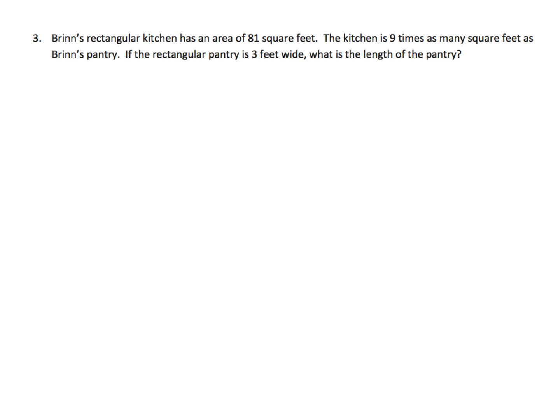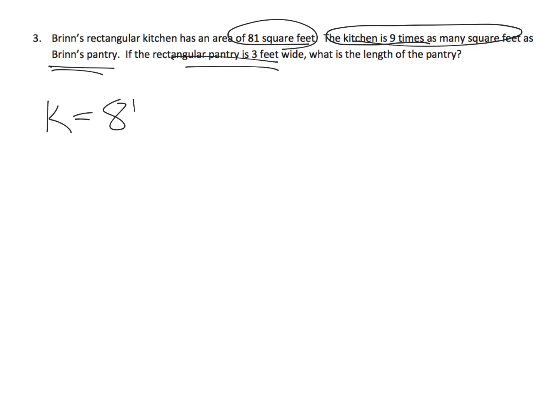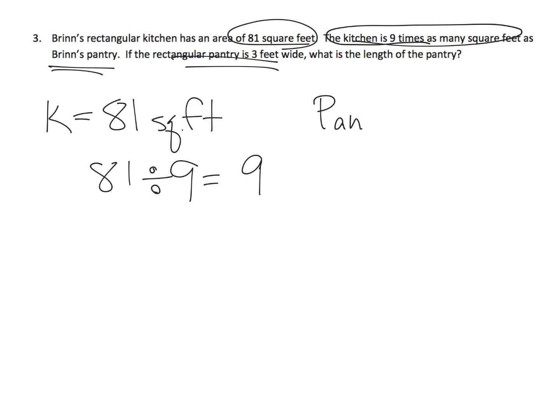Bryn's rectangular kitchen, woohoo, has an area of 81 square feet, and the kitchen is 9 times as many square feet as the pantry. If the pantry is 3 feet wide, what is the length of the pantry? So the idea would be the kitchen is 81 square feet, and if we take 81 divided by 9, we get 9, and so that tells us that the pantry is equal to 9 square feet.